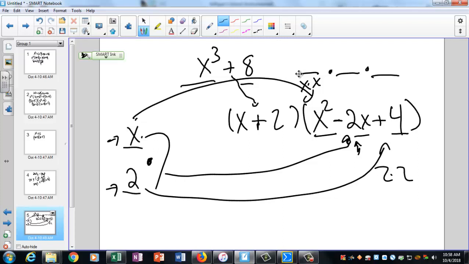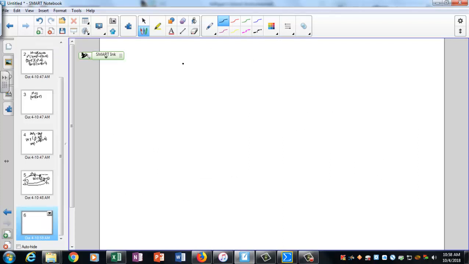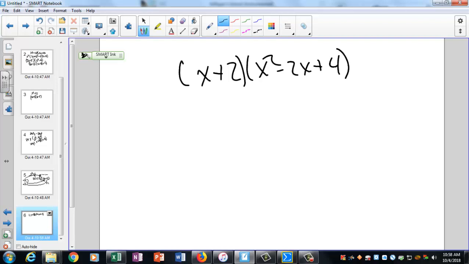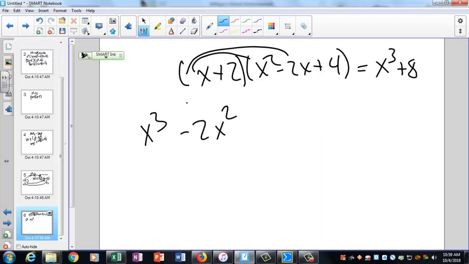Now, let me explain something to you. I just told you that this multiplies to give you this. First of all, let's verify it. x times x squared is x cubed. x times minus 2x is minus 2x squared. x times 4 is 4x. Does everybody agree with that?